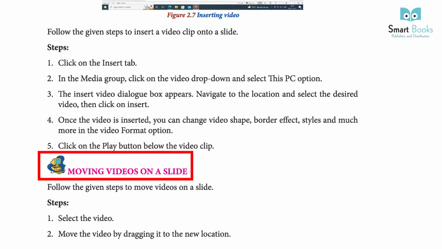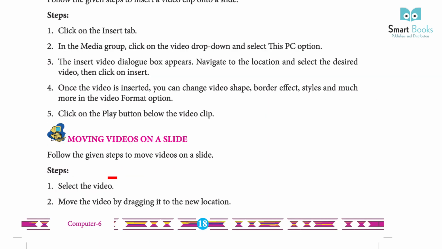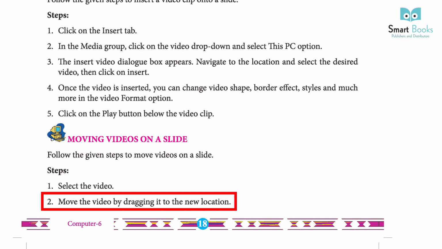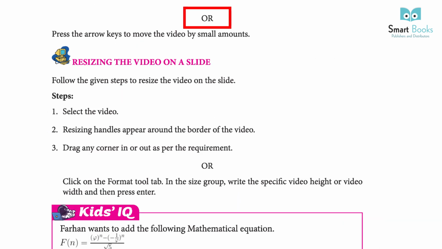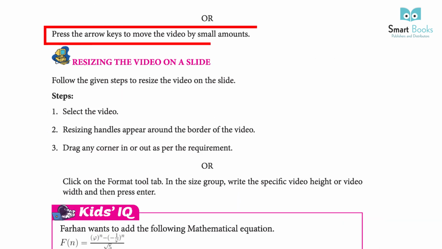Moving videos on a slide. Follow the given steps to move videos on a slide. 1. Select the video. 2. Move the video by dragging it to the new location, or press the arrow key to move the video by small amounts.